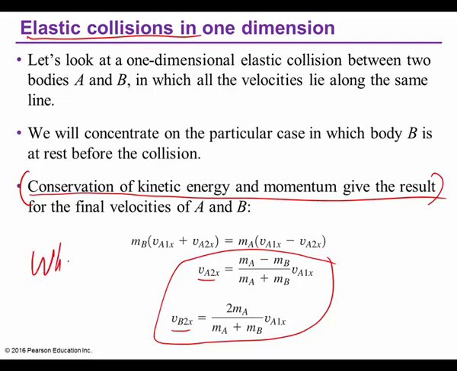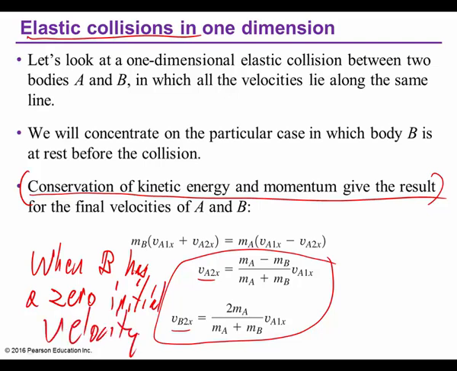This is when B has a zero initial velocity. That's the only time that you can use them. Here's the final velocity, and actually we should say VA final and VB final, and of course this is VA initial. So please make sure you write it that way.